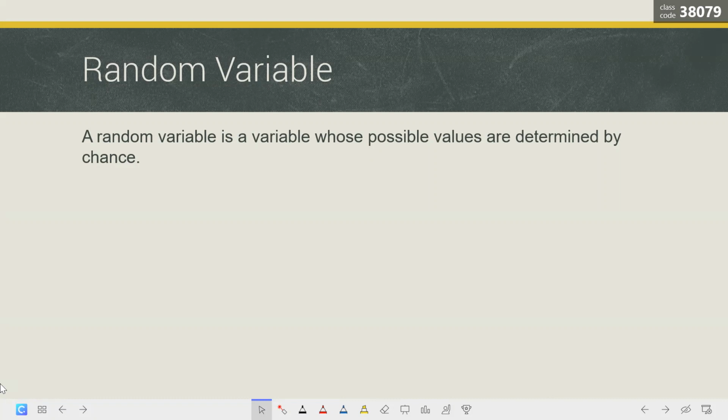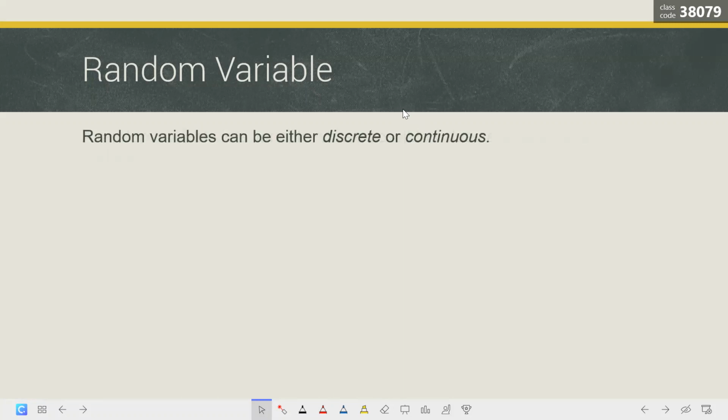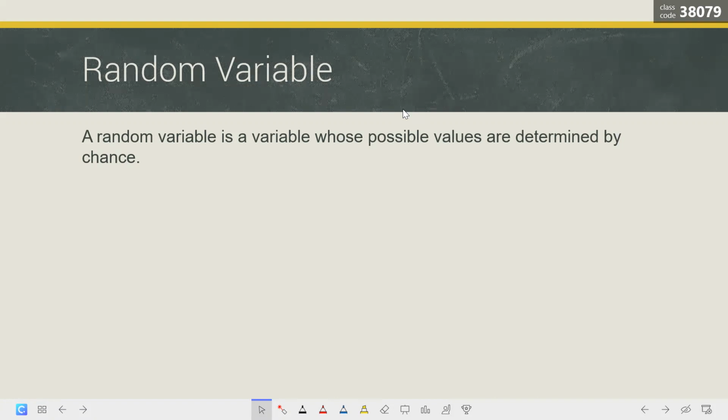So now, what is a random variable? So as defined here in our presentation, a random variable is a variable whose possible values are determined by chance. Diba? Tama yon kasi ang random is anything that happens by chance. Ano nga ba pag sinabi natin by chance? Hindi natin sinadya. It's parang we don't really intend to have that, 'di ba? Ano pa ba? It's unpredictable, 'di ba?